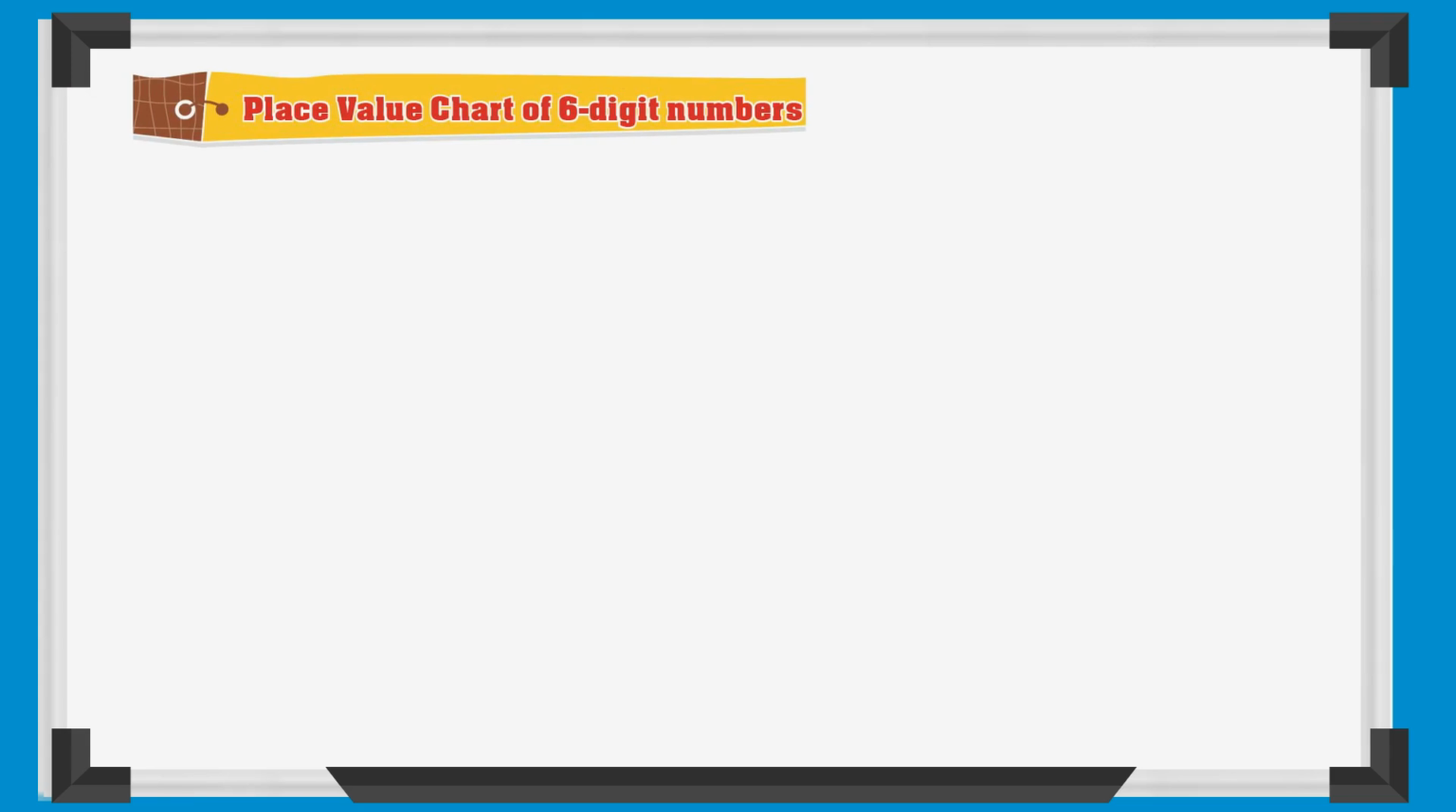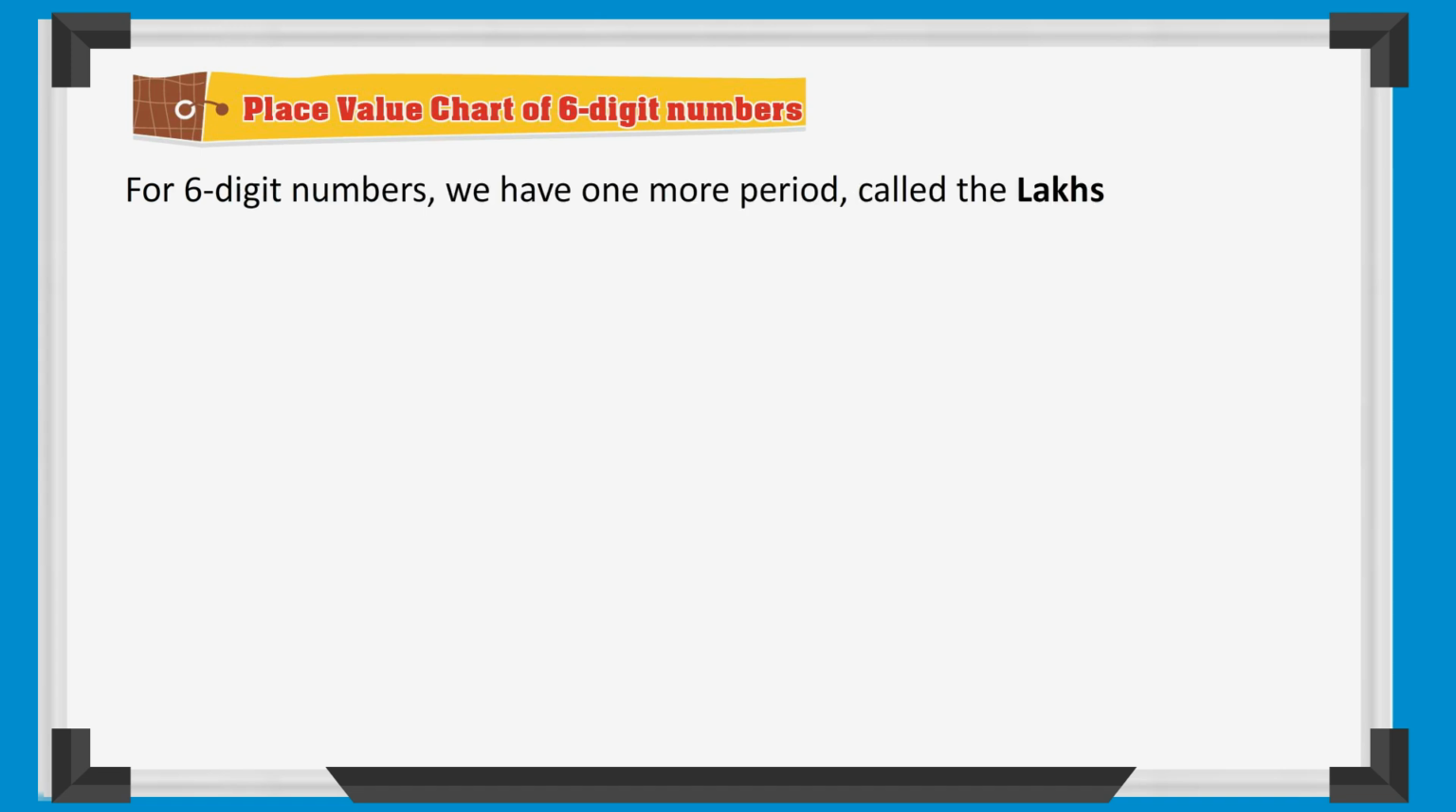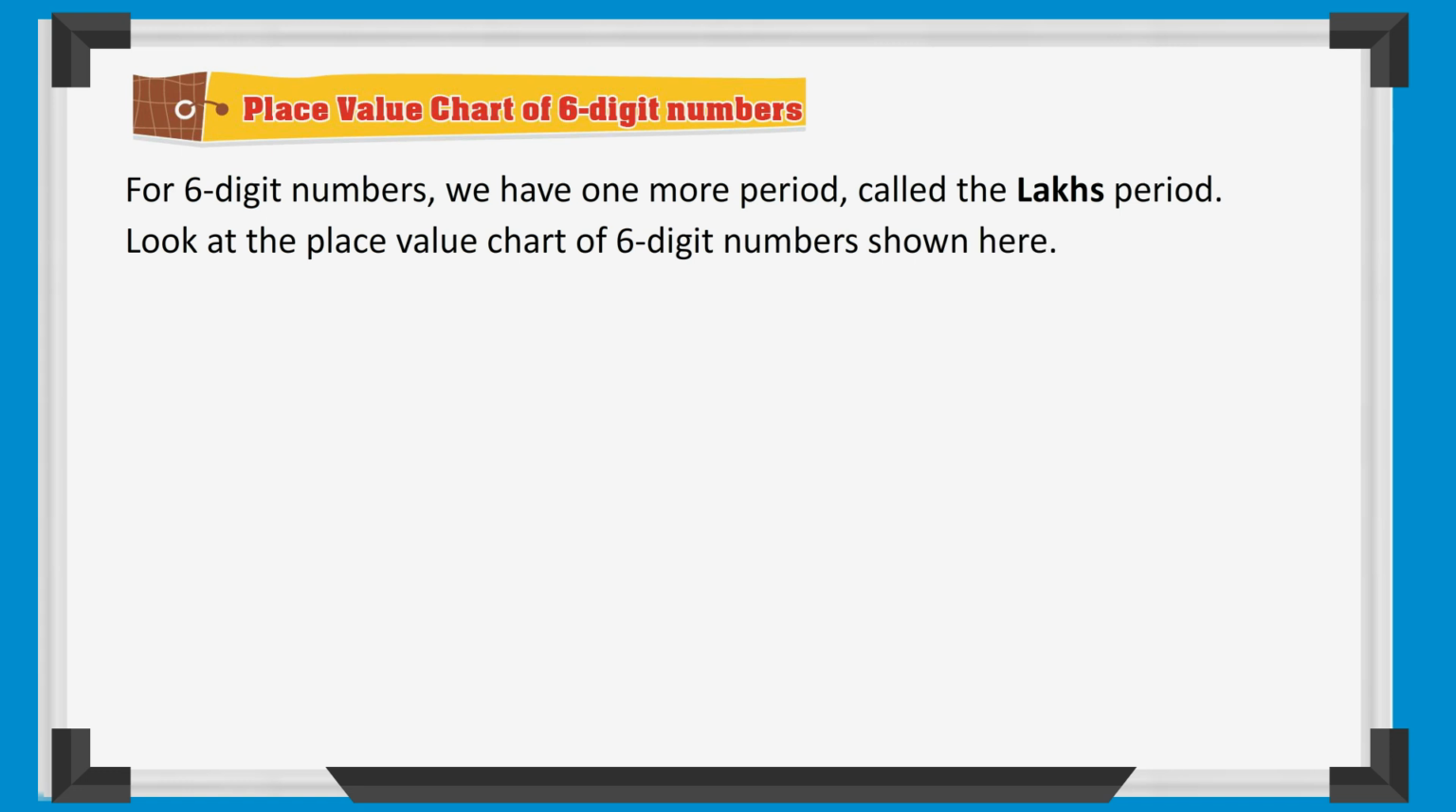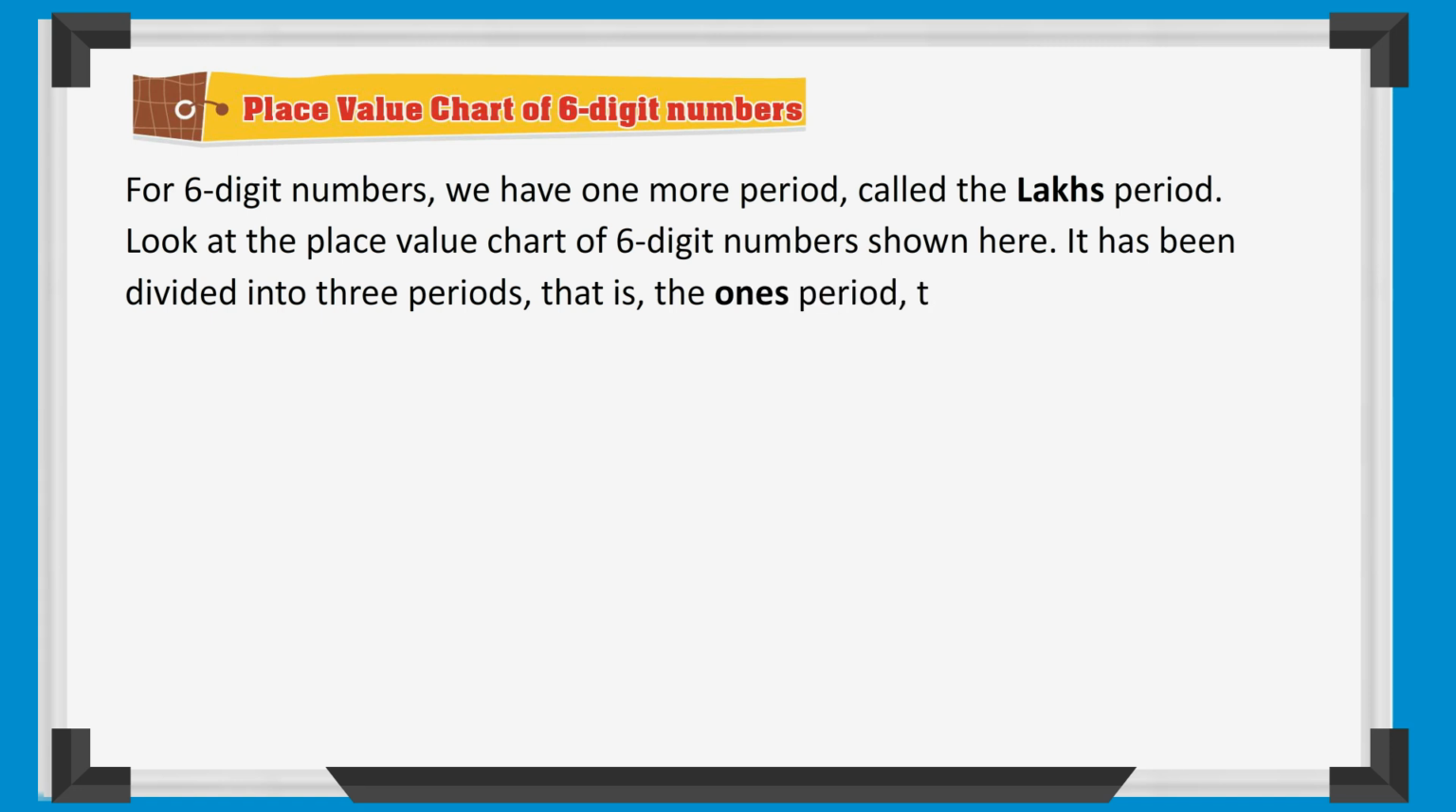Place value chart of 6-digit numbers. For 6-digit numbers, we have one more period called the lakhs period. Look at the place value chart of 6-digit numbers shown here. It has been divided into 3 periods. That is, the ones period, the thousands period, and the lakhs period.